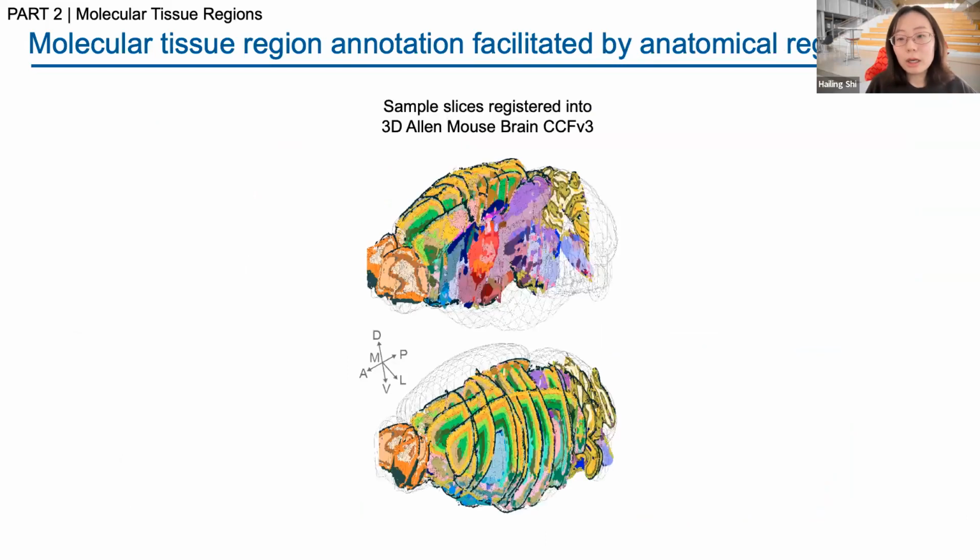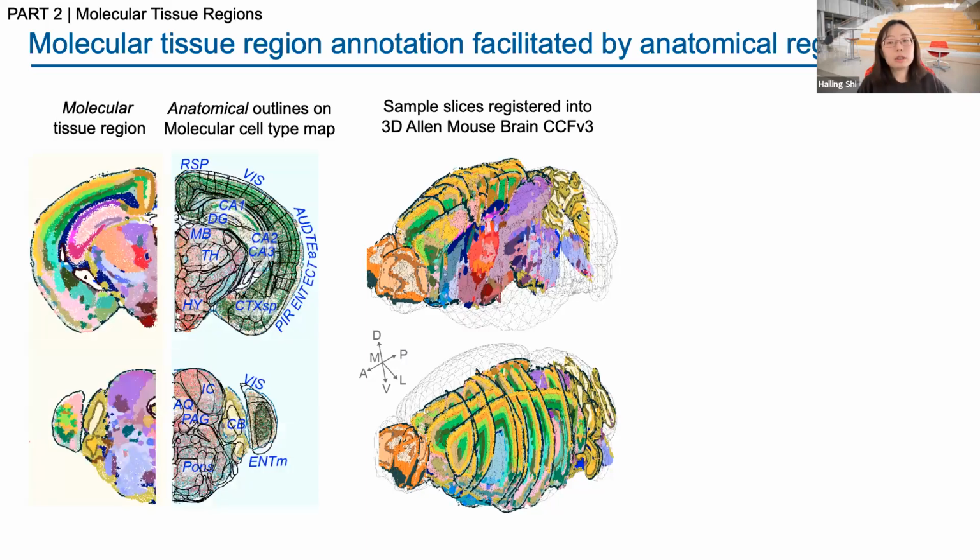And we were able to plot our molecular tissue regions in these three-dimensional mouse brain models and annotate each cluster with corresponding anatomical definition. Overall, the molecular defined tissue regions aligned well with the anatomical defined tissue regions. For instance, we observed laminar structures reflecting the layers of the cerebral cortex. And also there are tissue clusters reflecting different nuclei in the amygdala, thalamus, hypothalamus.